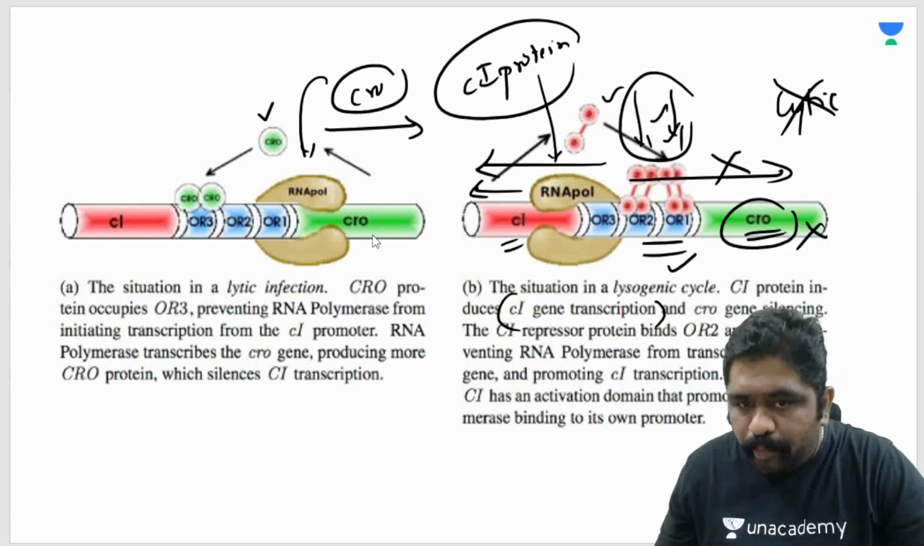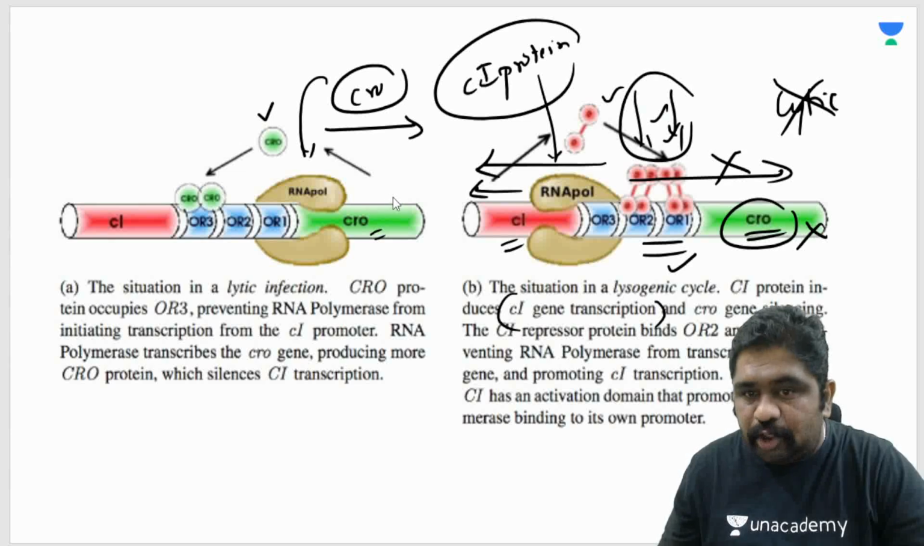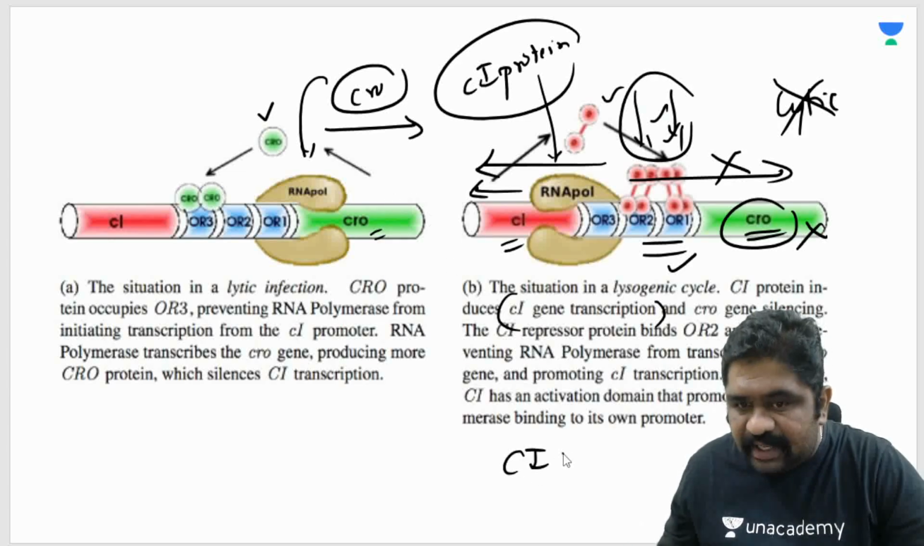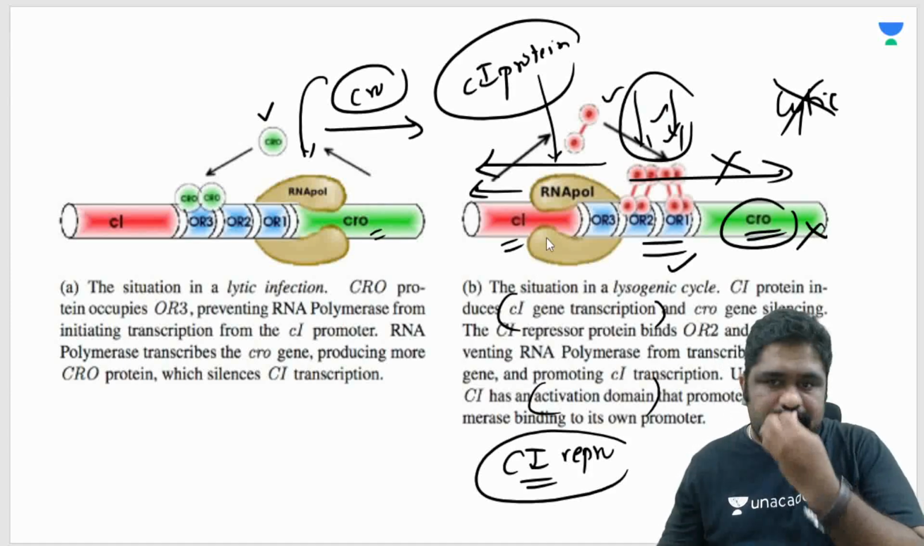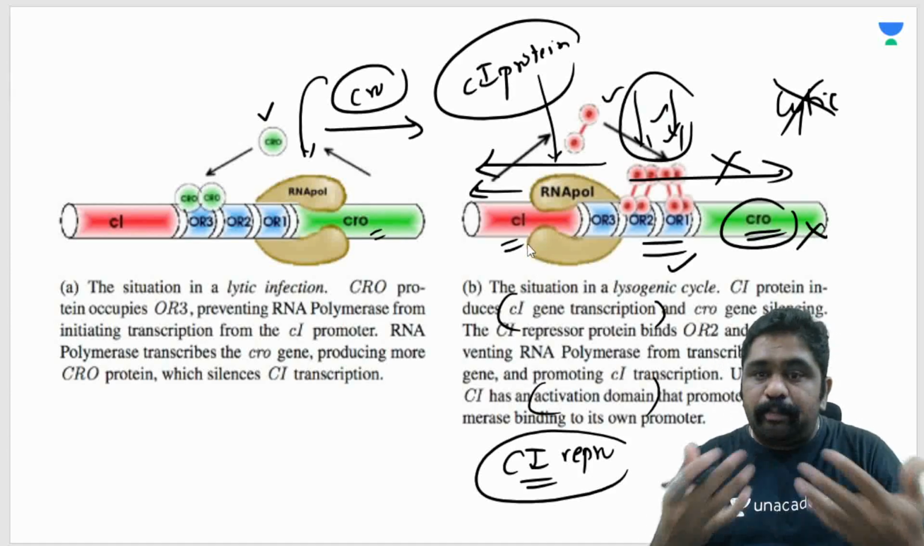Remember, the CRO protein may not have an activation domain, but the CI repressor protein or the CI region has an activation domain that promotes RNA polymerase binding to its own promoter.